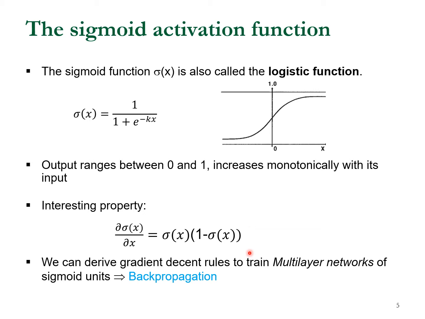Okay, so that is the sigmoid activation function, and now we have a multi-layer neural net, and each node has a sigmoid activation function. Now it's time to derive the actual gradient descent rule to train the multi-layer neural network, which uses the sigmoid function. That gradient descent rule is called the backpropagation algorithm.